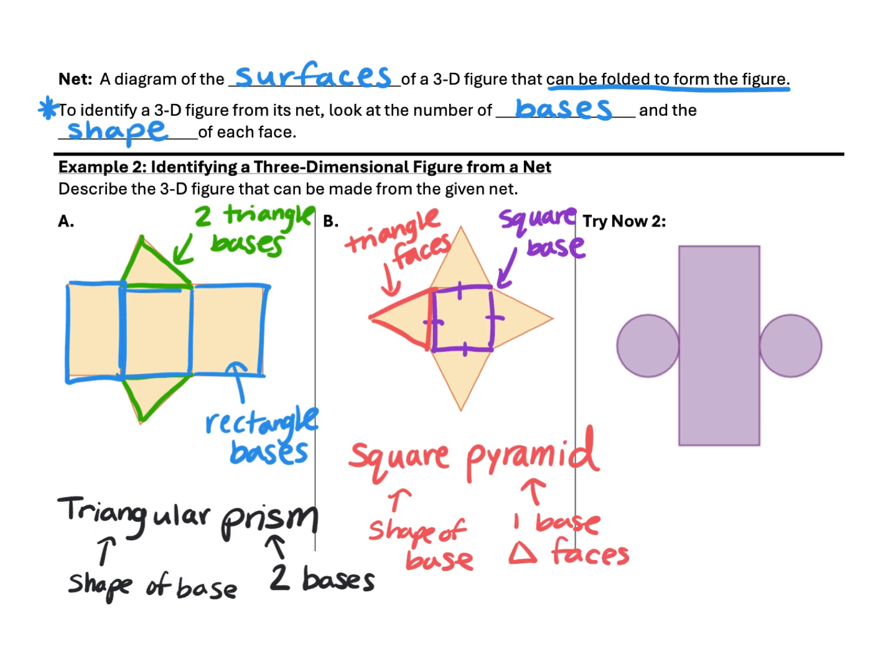Finally, in our try now here, notice that there are 2 circles. So we have circle bases. And then there's a rectangle, which would kind of wrap around and connect the circular bases. This would form a cylinder if we fold it up.